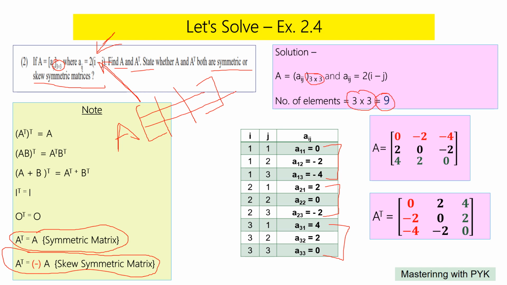This means the first row becomes the first column, the second row becomes the second column, and the third row becomes the third column, right? So if we compare, the first element is 0, so it doesn't matter. Minus 2 is becoming 2, minus 4 is becoming 4. This means A^T is nothing but minus A. So here, given the condition, the matrix obtained is a skew symmetric matrix.